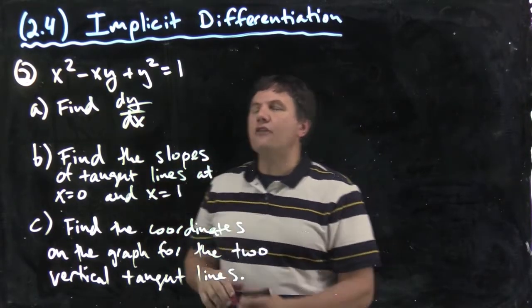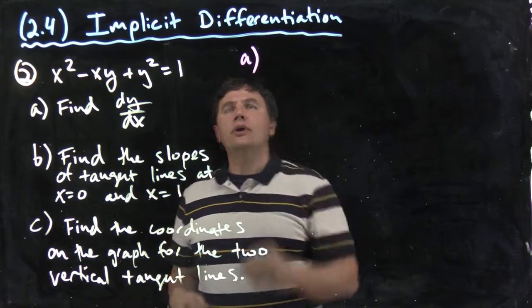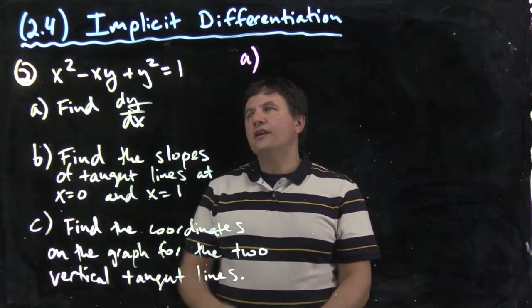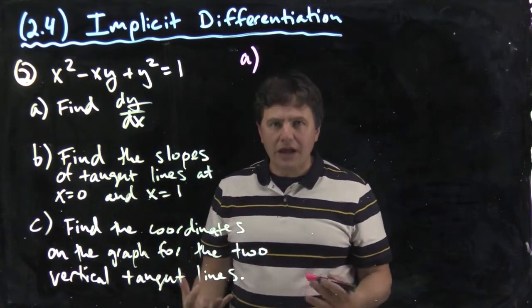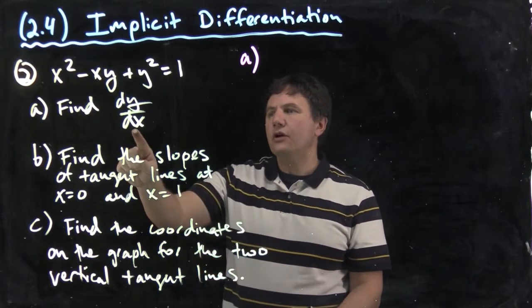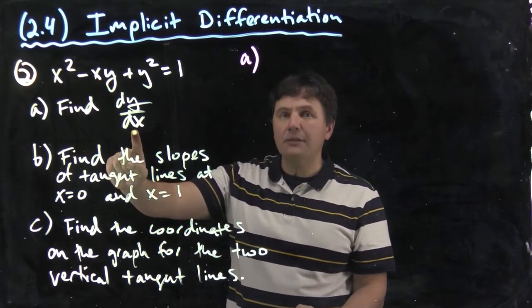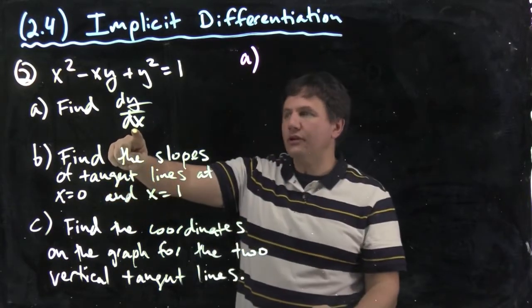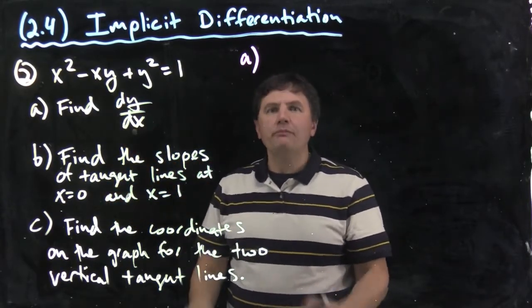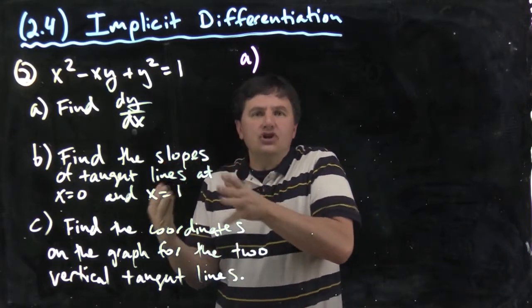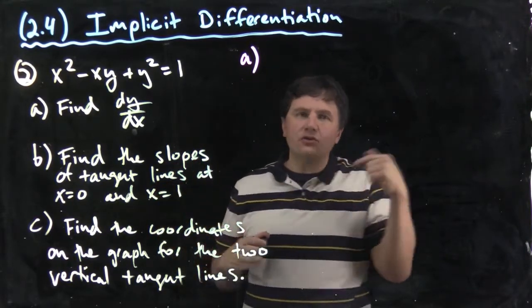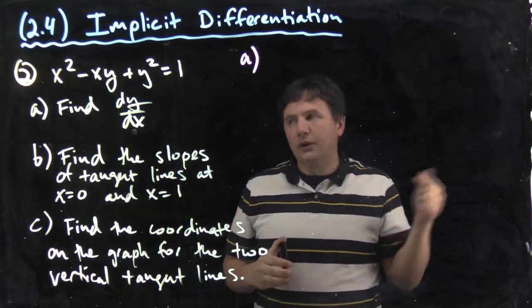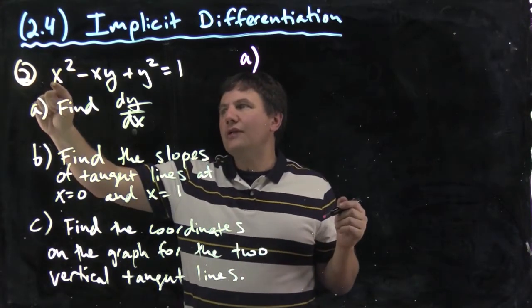Okay, so let's start off with part A. We're going to take the derivative of this. The one thing I want to remind you is that we're taking the derivative with respect to x. X is the independent variable, which means x behaves the way it normally does when we take the derivative. Y is a dependent variable, which means it's its own function of x. So every time I take the derivative of y, I have to do chain rule. Okay, so let's go ahead and do that.